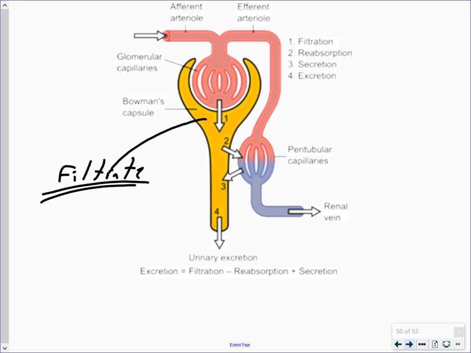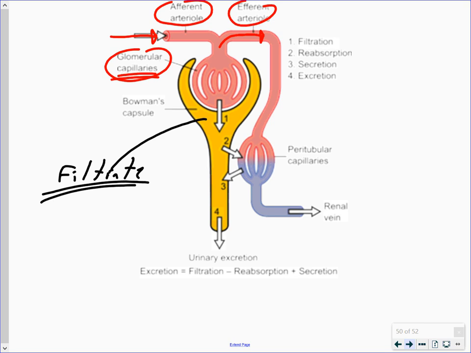So I mentioned this blood supply that's coming in. A blood supply comes into the glomerulus. This is the glomerulus here, the very permeable capillaries. It comes in through what is referred to as the afferent arterioles. They bring the blood into the glomerulus. It is the efferent arterioles that then take the blood out of the glomerulus.